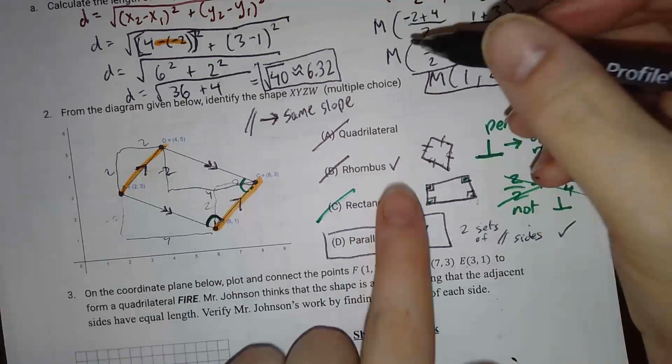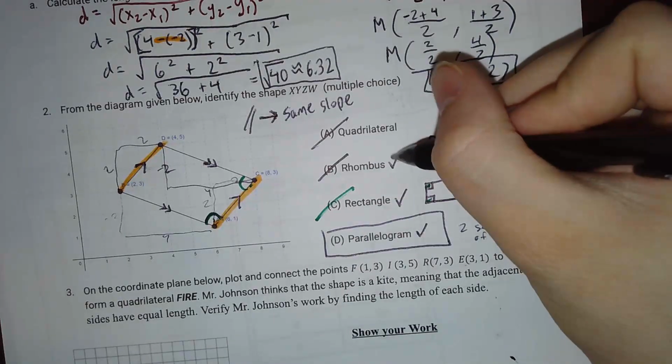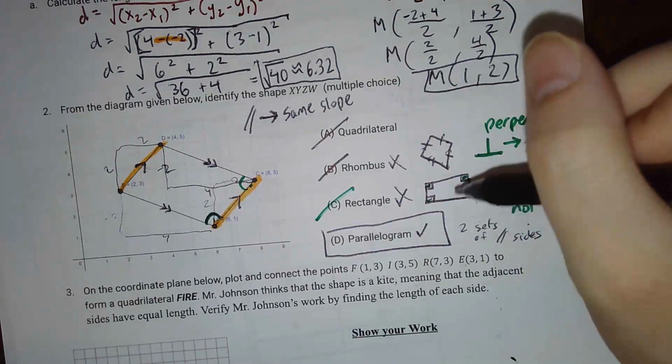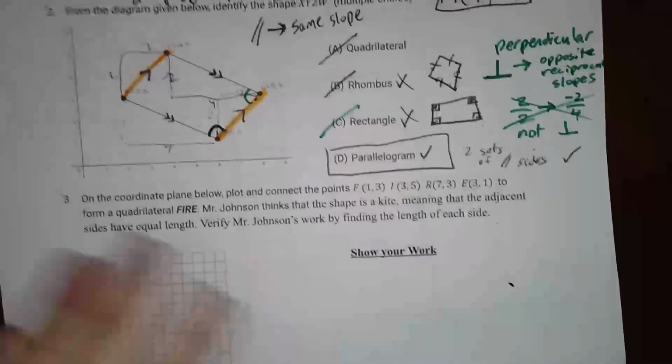So although it could have, for a moment, maybe been a rhombus or perhaps a rectangle, in the end it was not a rhombus or rectangle, it was a parallelogram. Okay, moving on to number 3.